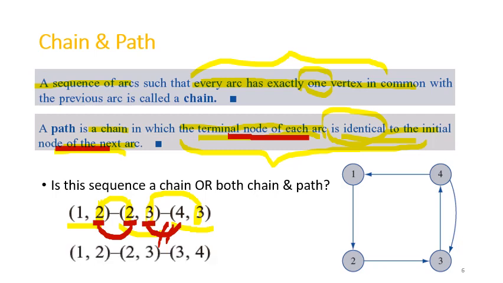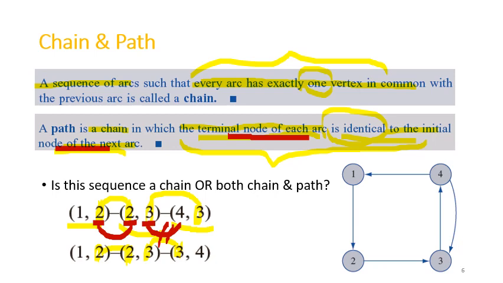Let's take a look at another example. So check if this is a chain. There's exactly one common vertex, so it is okay. And then this is also exactly one common vertex between this arc and the previous one. So yes, it is a chain.